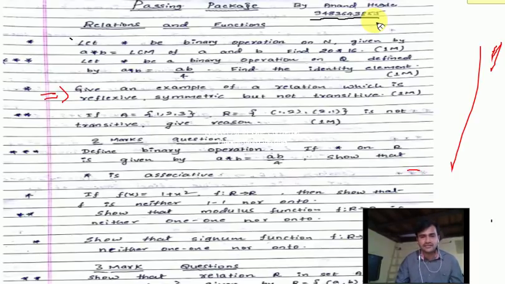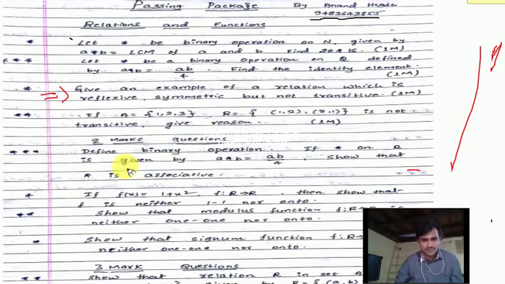I'm assured that out of a 150 marks paper, definitely at least 65 to 70 marks will be from this passing package. Passing package means I have not set that package for 35. I've set those papers for 60 to 70 marks.